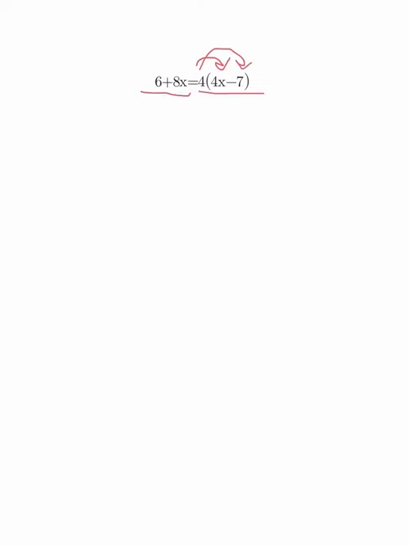So that means I am going to bring down my left side, so 6 plus 8x equals 4 times 4x is 16x. And 4 times negative 7, because we remember we keep that sign, the sign with the number. So 4 times negative 7 is negative 28.